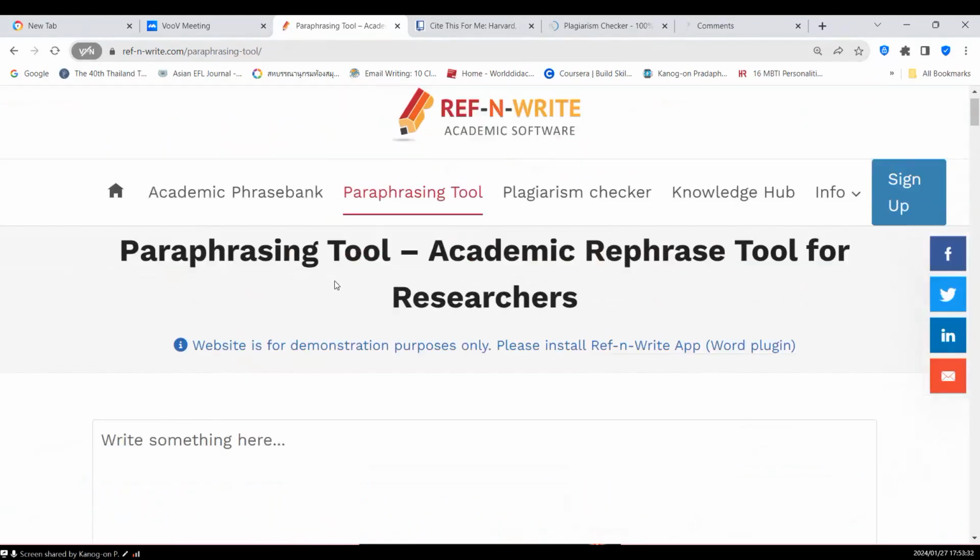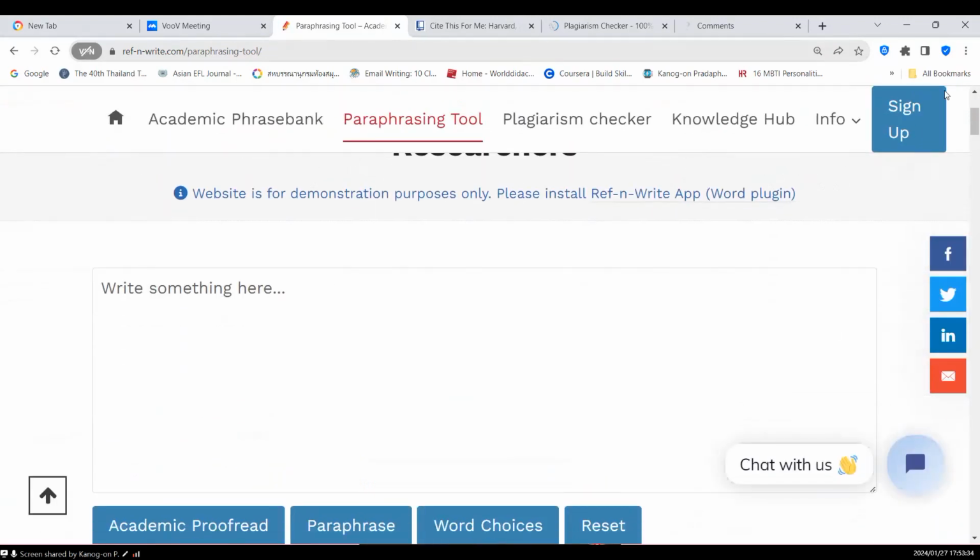Next one will be paraphrasing tools. I think this one is some kind of fun thing to do. I would like to show you here. For example, I write: I researched, just a sample, for 10 years.